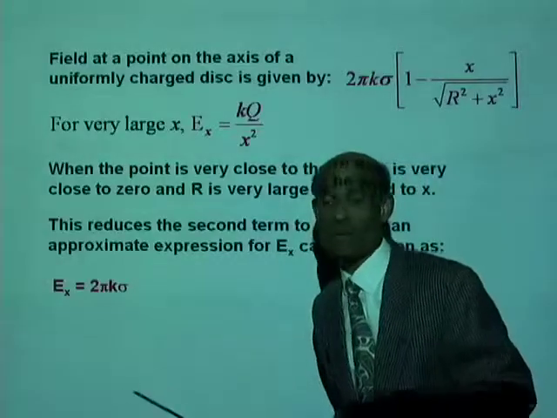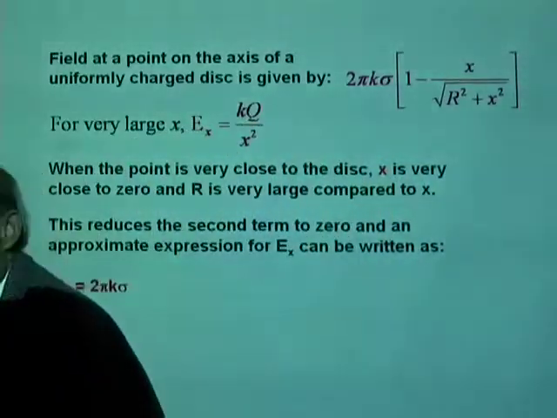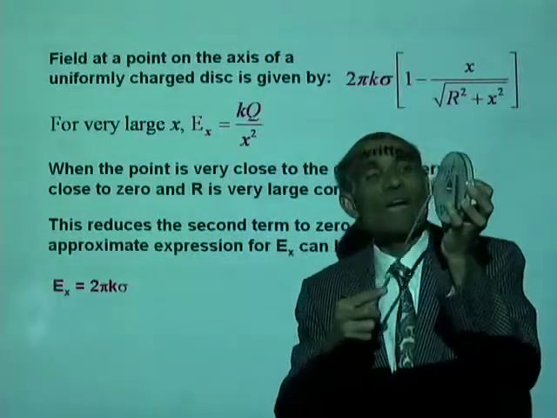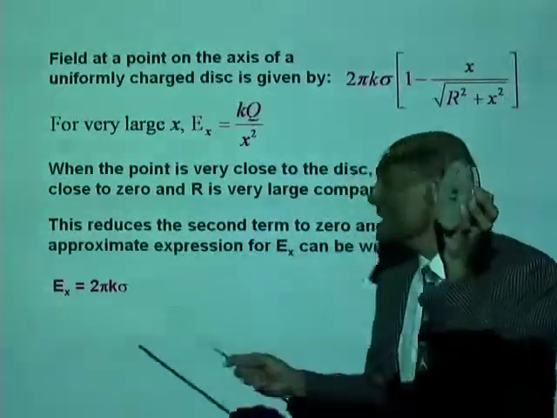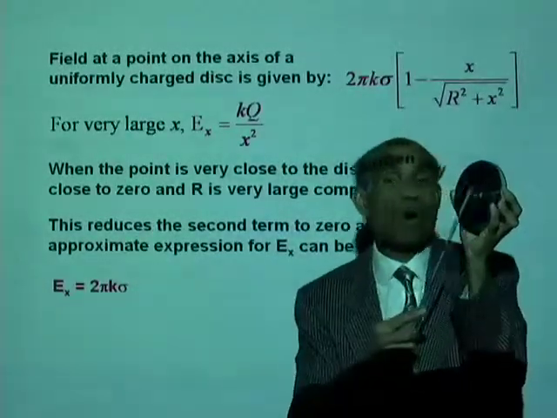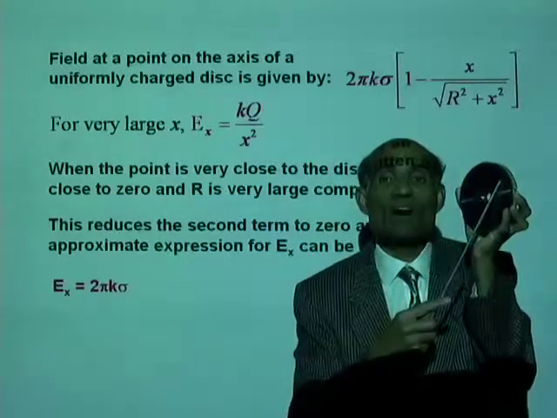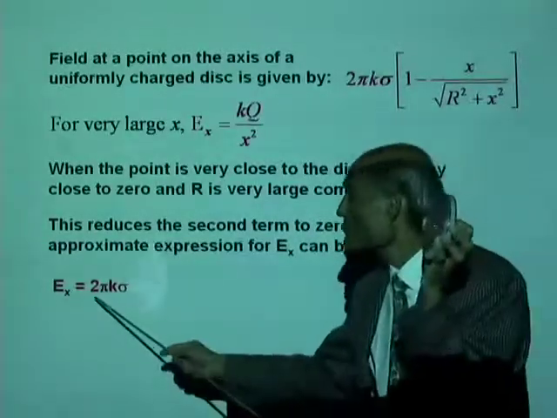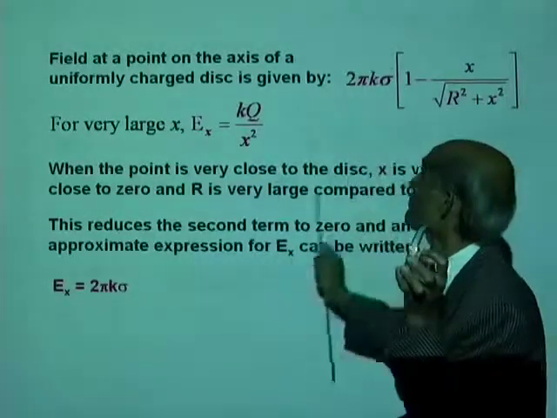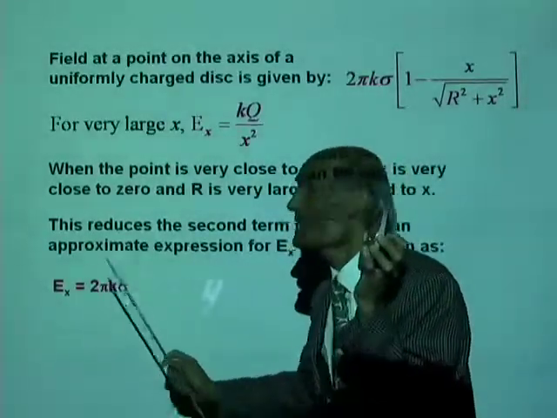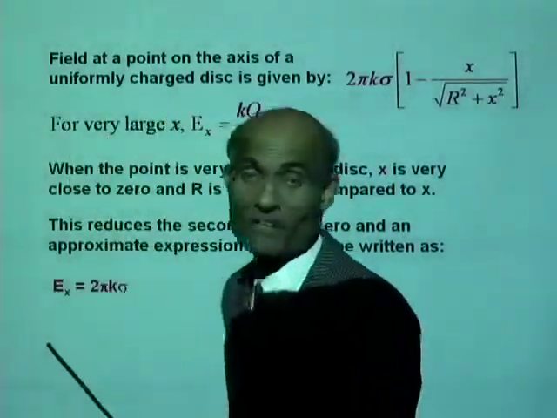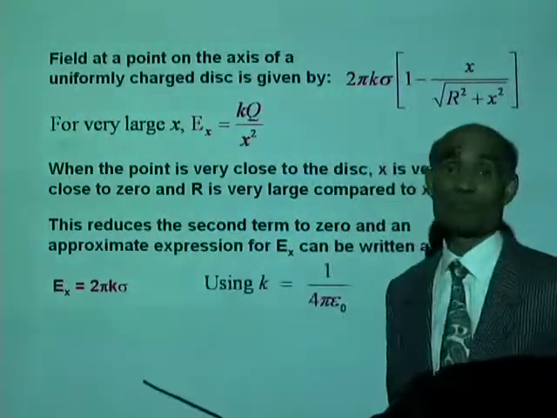2 pi k sigma. I want you to remember that. The electric field very close to a charged disk is 2 pi k sigma. When x is very small compared to the radius of the ring, this part will become 0 and the electric field will be given by 2 pi k sigma. Alright, we will be using that very many times.